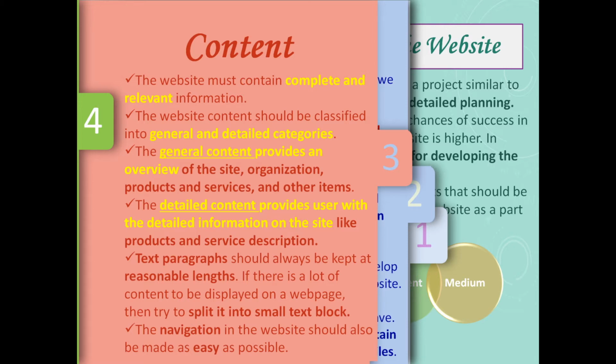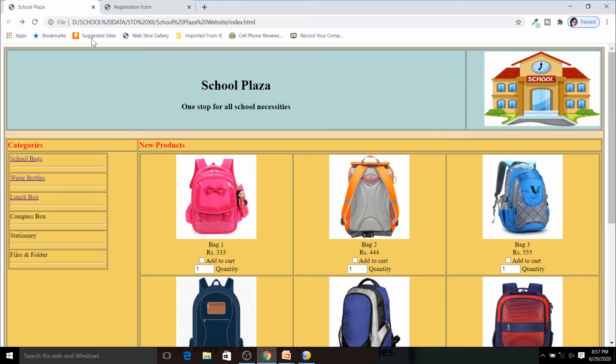The most important point is that the website content should be classified into general and detailed categories. The general content provides an overview of the site, organization, product and service, and other such items. Brief descriptive information helps the user determine what he is searching for. Here you can see different items. If you are interested, just click on this item, and it will show more detail or specific information, right? So that is general information here.